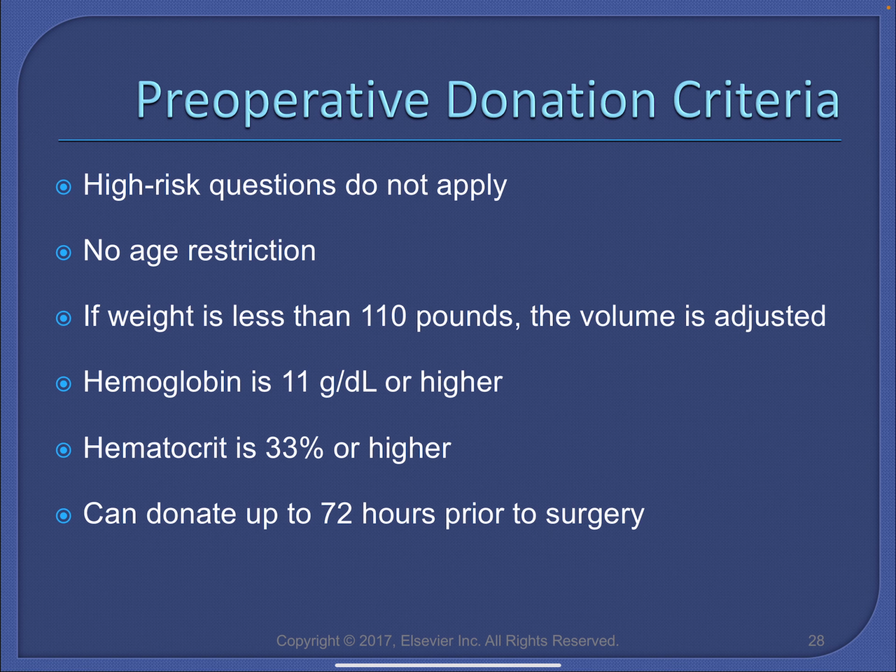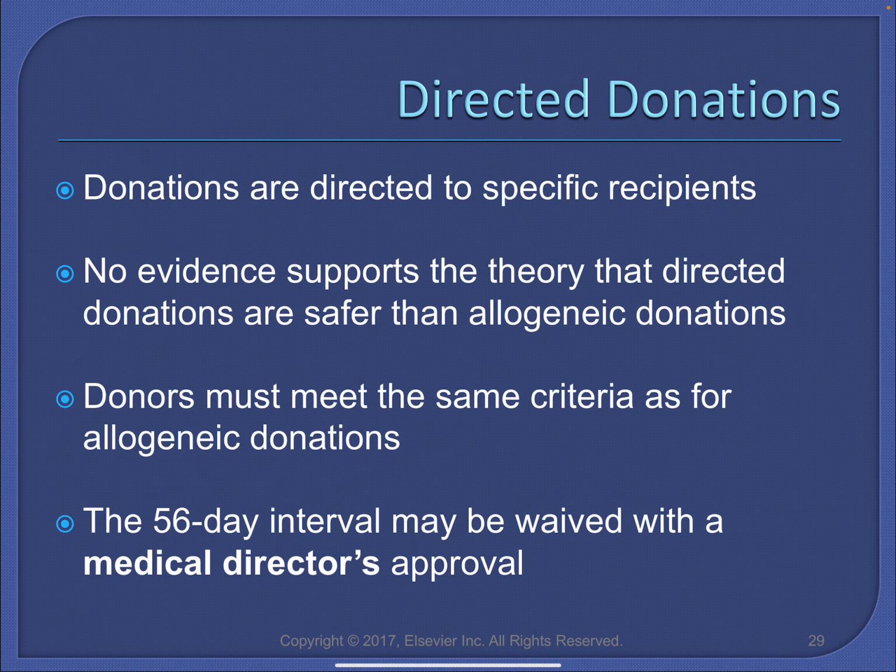Okay, so some preoperative donation criteria. High-risk questions do not apply. There's no age restriction. If the patient weighs less than 110 pounds, the volume gets adjusted. The hemoglobin must be at 11 or greater, hematocrit at 33 or greater, and you can donate this way up to 72 hours before surgery.